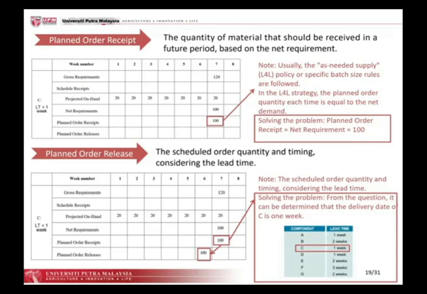Next part is planned order releases. To solve the question, we need to take the lead time into account, which is usually given in the problem. Look at this picture. From the question, it can be determined that the lead time of C is 1 week. So, the order release should be made in the 6th week.